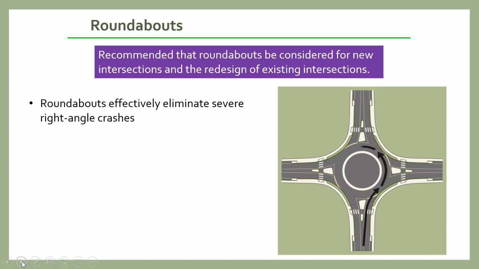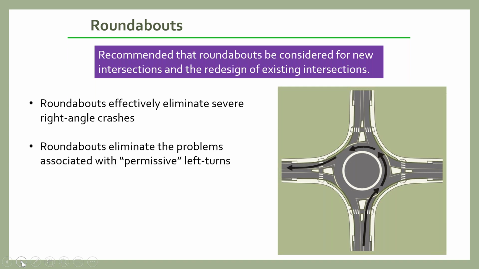A roundabout is kind of like a right in, right out intersection. It's not really a right turn, but it's kind of like a right turn when you are entering the circulatory roadway and leaving the circulatory roadway. So roundabouts eliminate those severe conflicts. They eliminate the crossing conflicts, the T-bone type collisions. We have lower speeds at a roundabout.